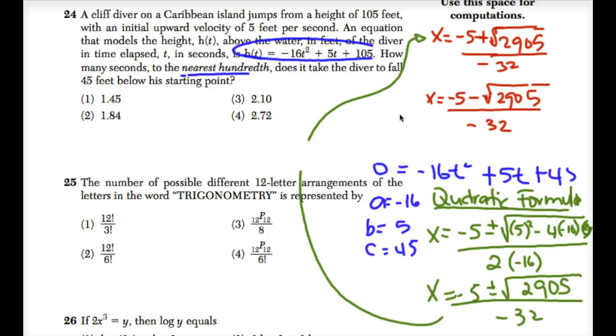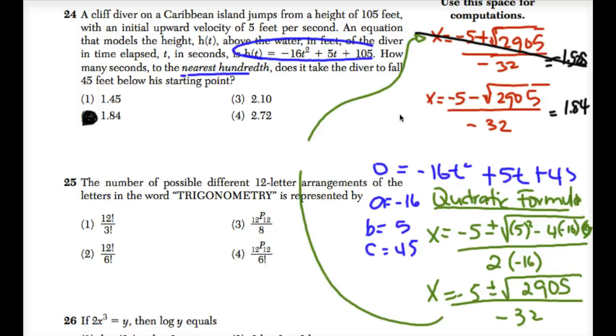Now, all you have to do is put that in the calculator just as is. This comes out to be -1.528, and this works out to be 1.84. Now, the question says how many time in seconds. There cannot be a negative time, so automatically we reject that, and my other answer would be choice 2. All right? You can never tell the time in negative.